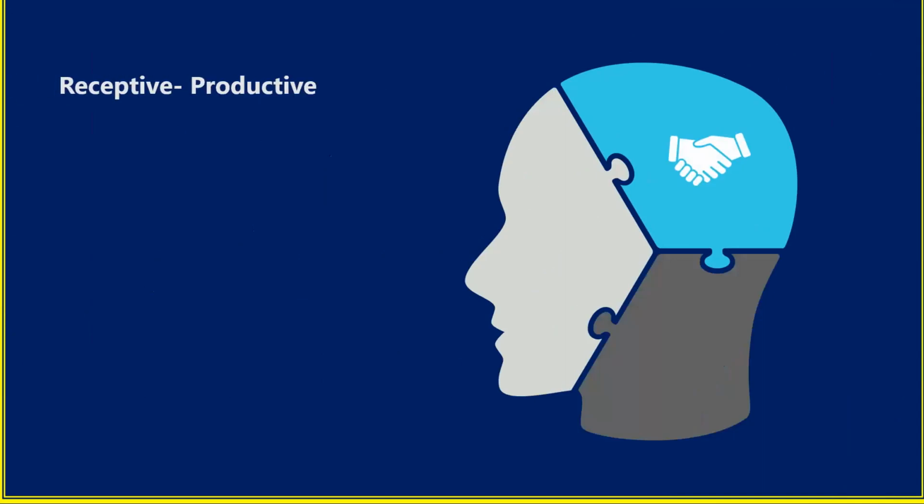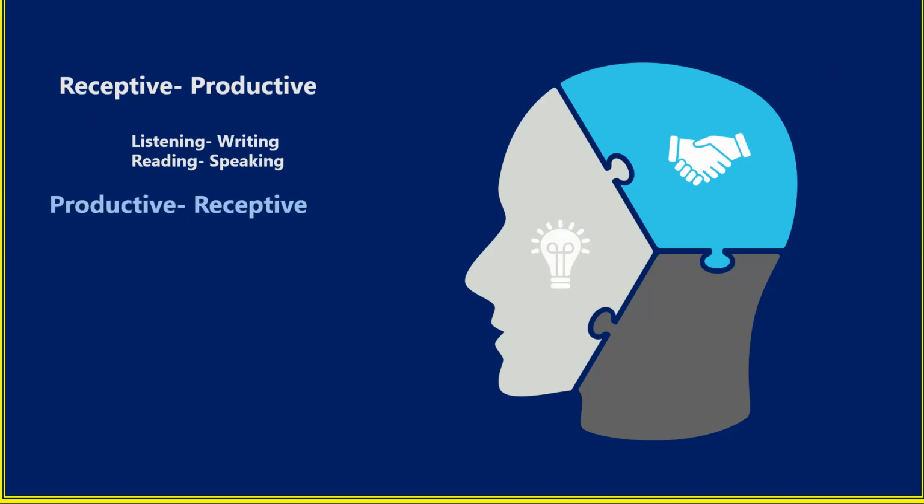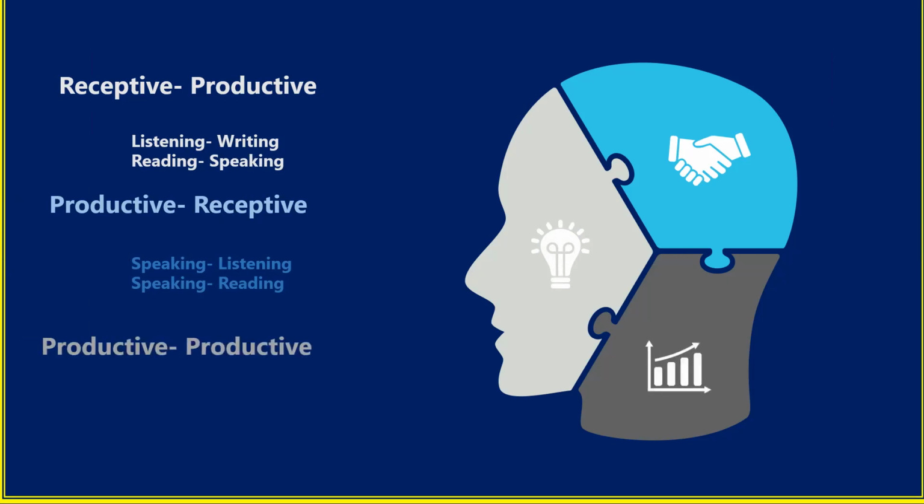So let's see some of the forms. We can teach receptive with productive, listening with writing, or reading with speaking. So it's not necessarily totally oral medium or totally written medium. Listening and writing, oral and written; reading and speaking, again written and oral. Or productive, receptive: we can start with the productive activity, that's speaking, and then move to the receptive one, that's listening. Or we can again start by speaking and then move to reading. Productive, yes, we can do this.